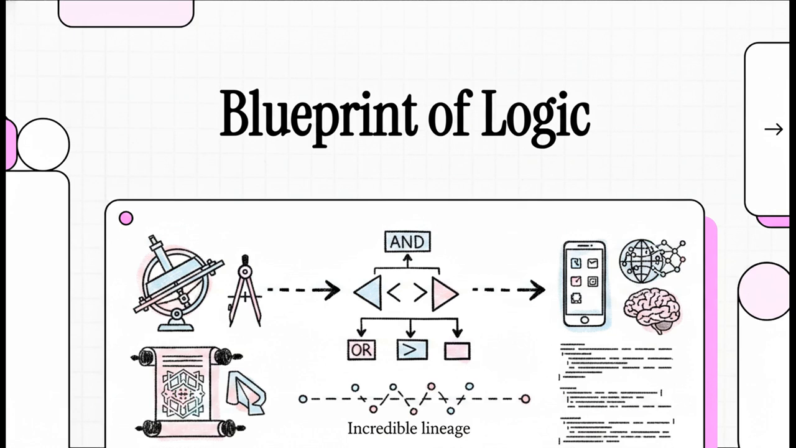But here's the secret. The modern code powering our entire world is fundamentally rooted in 9th century mathematics. It's crazy to think about, but today we're going to trace that incredible lineage. We'll look at the ancient blueprints of logic and see exactly how they evolved into the rigorous, highly structured methods that developers use to build complex software today.